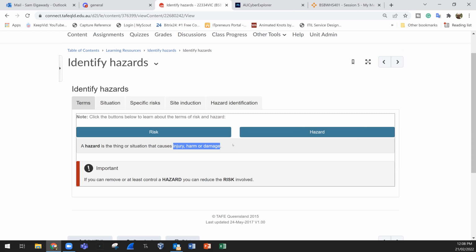Good. Example, if there is some water spilled on the floor, this is a hazard. And what is the risk? This hazard could cause someone to slip and break his arm. So this is the risk related to leaving this water on the floor.